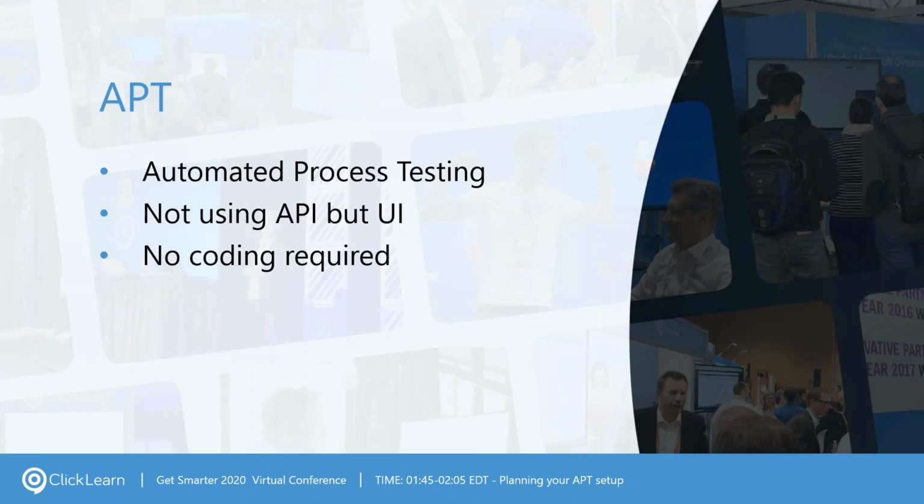Now, ATP stands for Automated Process Testing. This is a feature of ClickLearn that is rising up, so to speak. More and more companies are in the phase where they really need to test every single time they get new versions. They may want to do some different kinds of quality assurance. They may even want to do robotics. This all falls into what we call automated process testing.